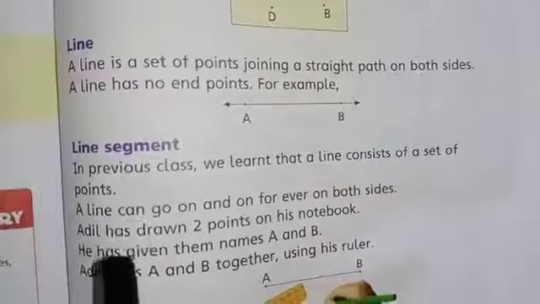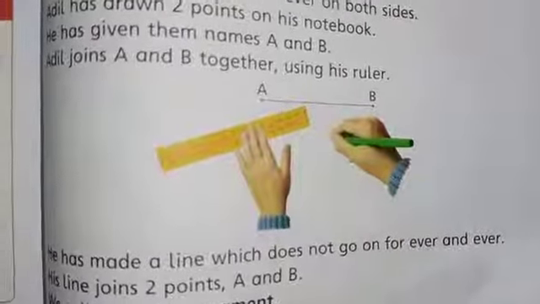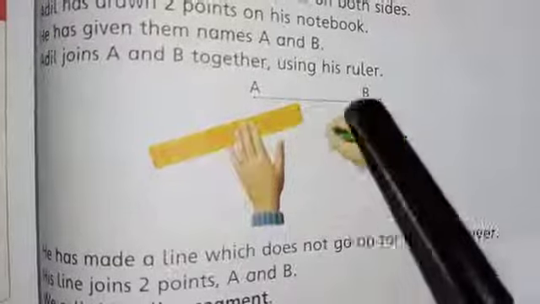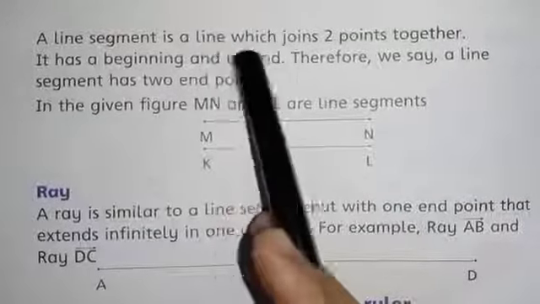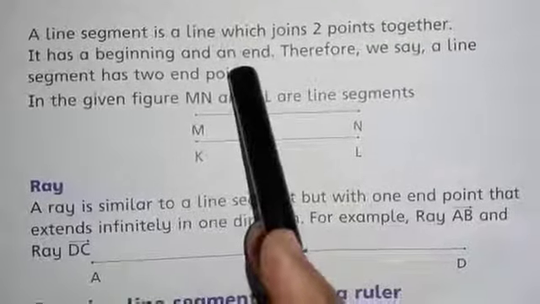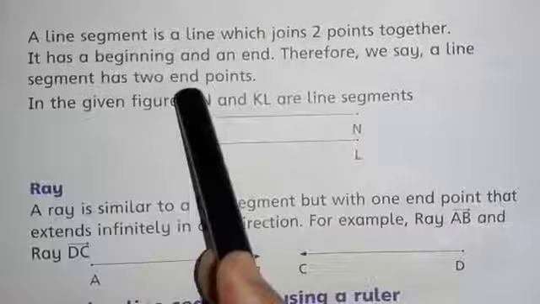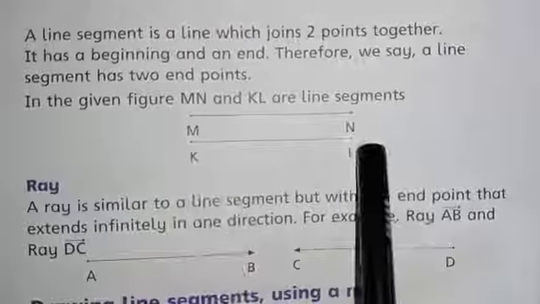Next is line segment. A line which joins two points and has a beginning and an end point, and does not go on forever, is called a line segment. Look at this. Therefore, we say a line segment has two endpoints. Its two endpoints are M, N and K, L.